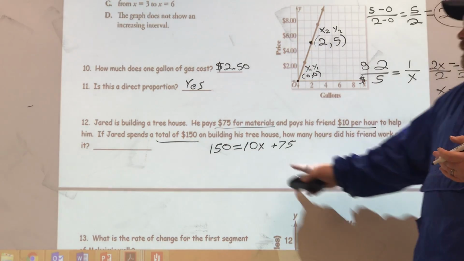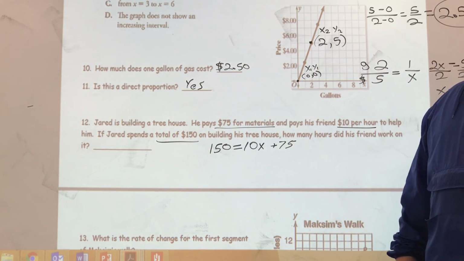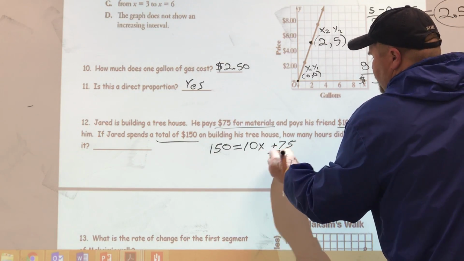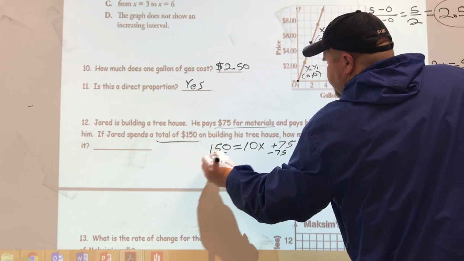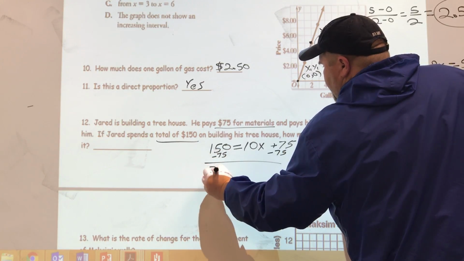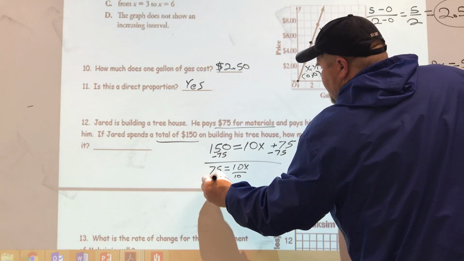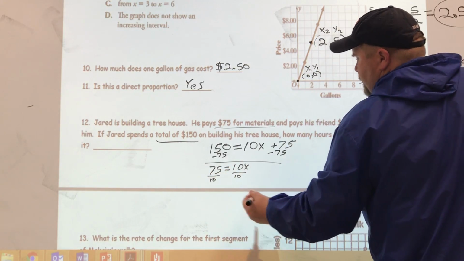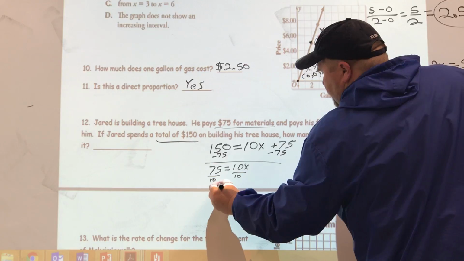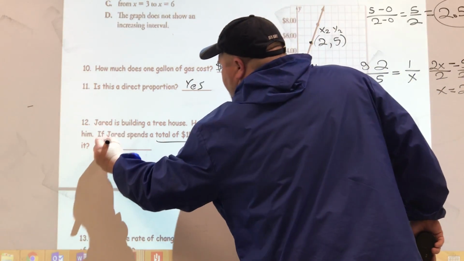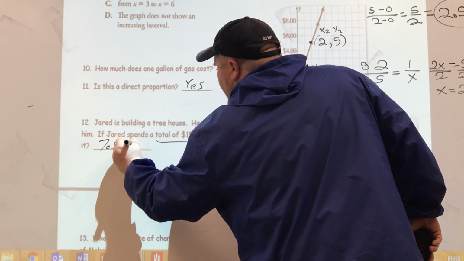So what we want to do is solve for x, because x is the number of hours the friend worked. So step 1, we would subtract 75 from both sides. So we get 75 equals 10x. Divide both sides by 10, because we want to separate the 10 from the x. And we get 7.5 equals x. So the friend worked 7.5 hours.